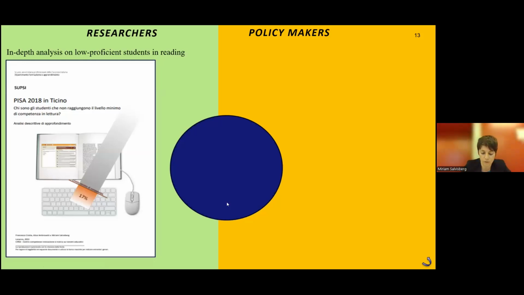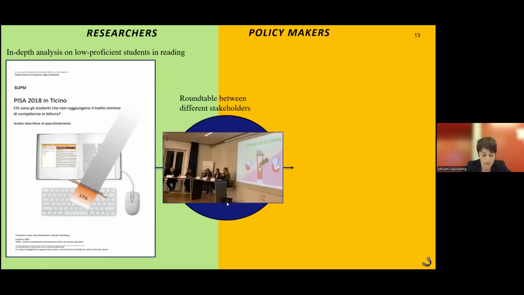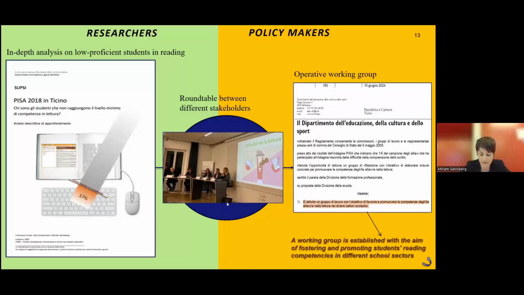Researchers prepared a report on students not reaching level 2 in PISA reading. It's PISA 2018. This study was commissioned by a local association. The association proposed to organize an event to present the findings, which was held as a roundtable with the director of the Department of Education and other stakeholders. Following the roundtable, policymakers decided to form a working group to address and promote efforts on the topic of reading difficulty.